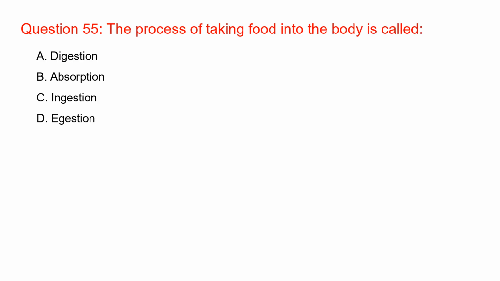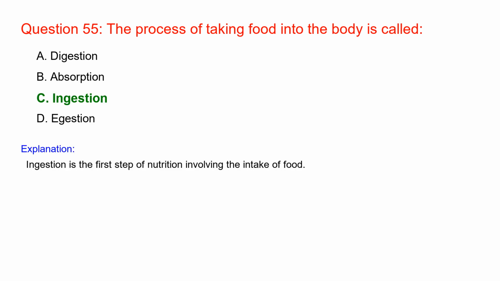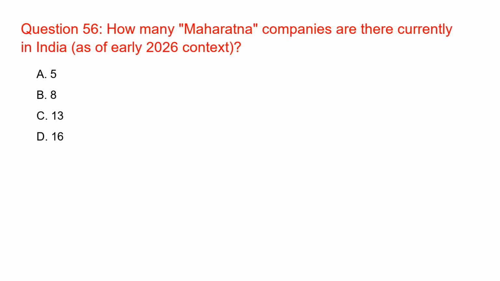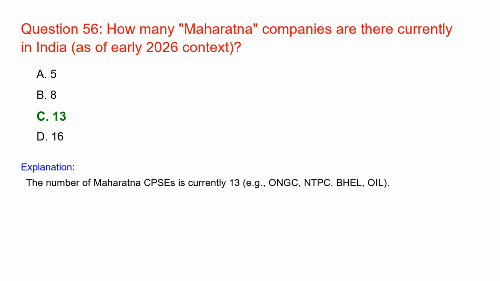The process of taking food into the body is called ingestion. Ingestion is the first step of nutrition involving the intake of food. How many Maharatna companies are there currently in India as of early 2026 context? 13. The number of Maharatna CPSEs is currently 13. Example, ONGC, NTPC, BHEL, all.